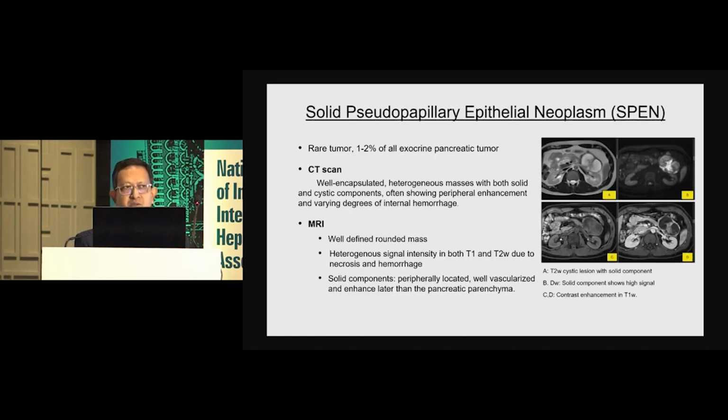Coming to SPN, it is a rare tumor, but we very often encounter these tumors in our practice. It is present in 1 to 2% of all exocrine pancreatic tumors. The CT scan shows a well-encapsulated heterogeneous mass with both solid and cystic components, often showing peripheral enhancement and varying degrees of internal hemorrhage. In MRI, we find a well-defined rounded mass with heterogeneous signal intensity on both T1- and T2-weighted films due to necrosis and hemorrhage. The solid components are usually peripherally located, well vascularized, and enhance later than the pancreatic parenchyma.